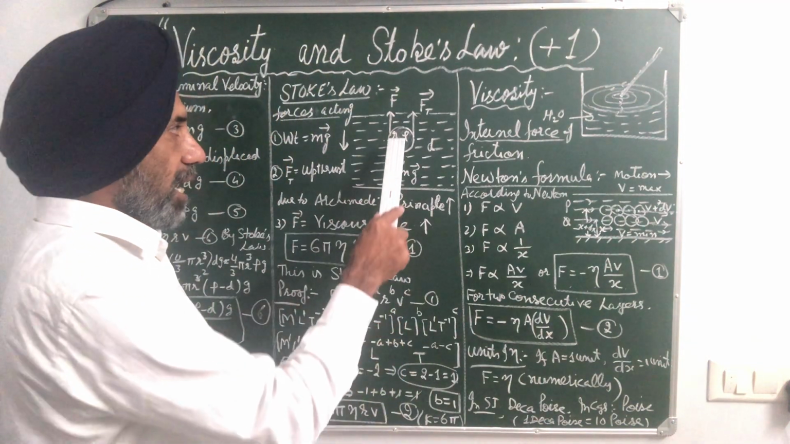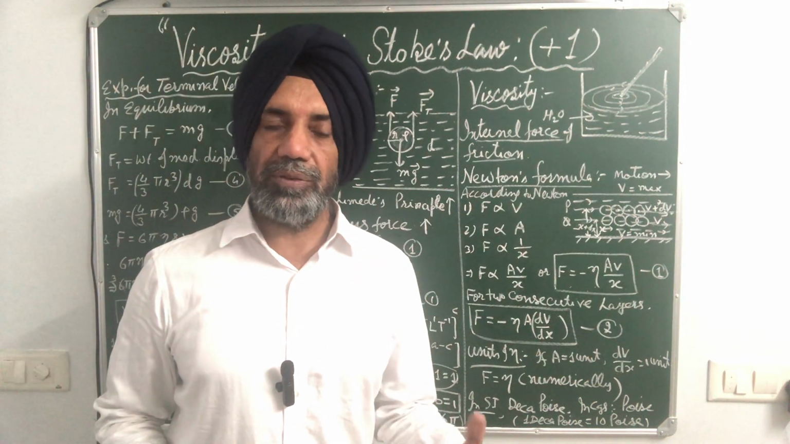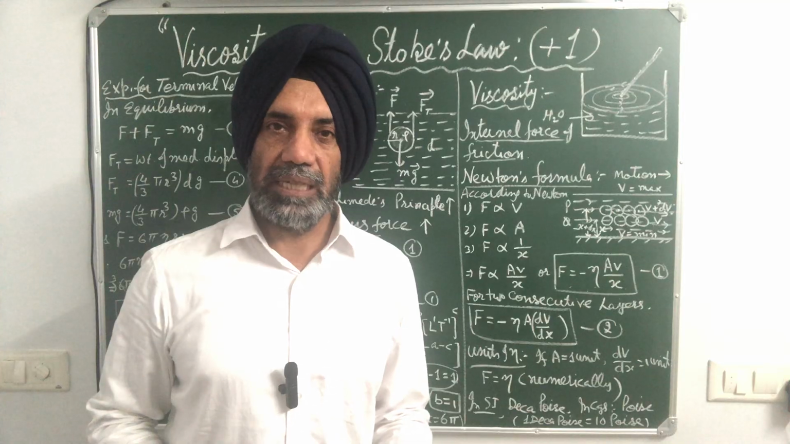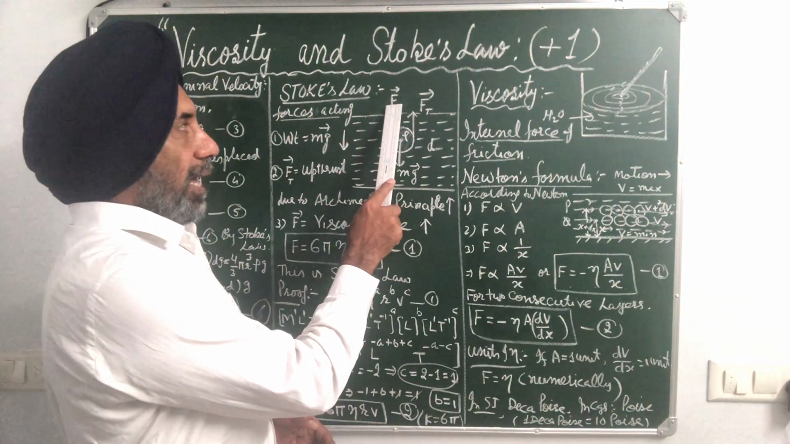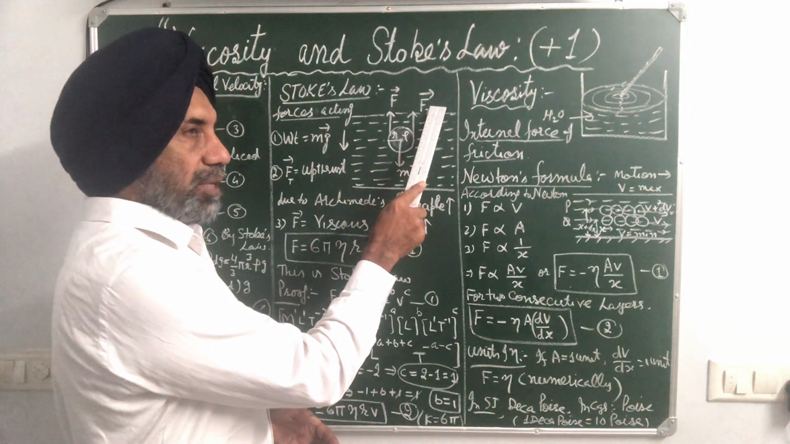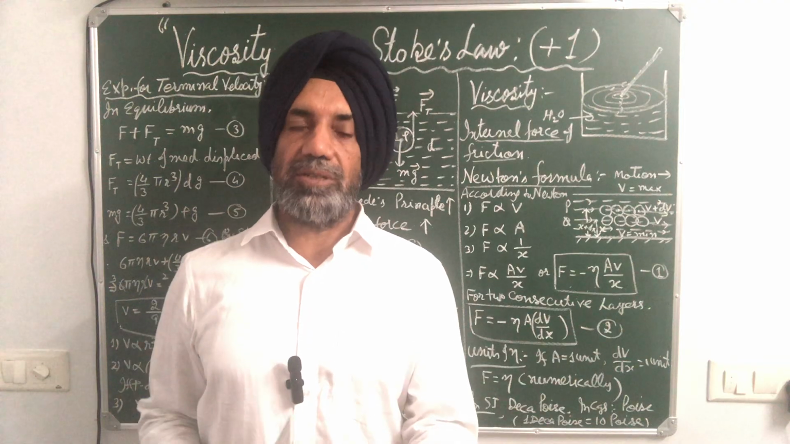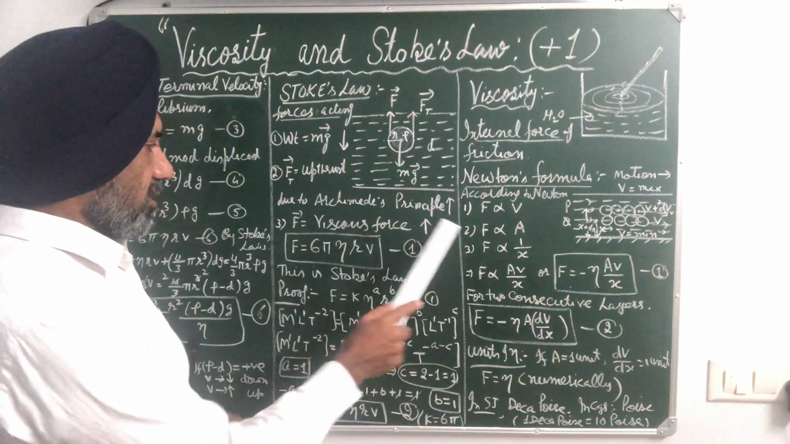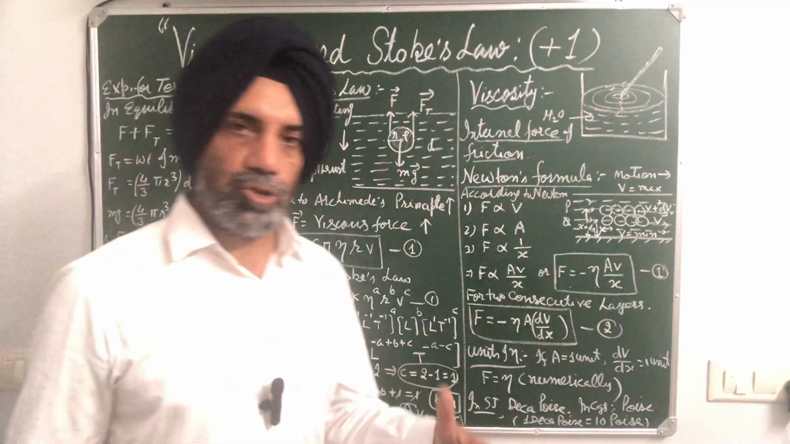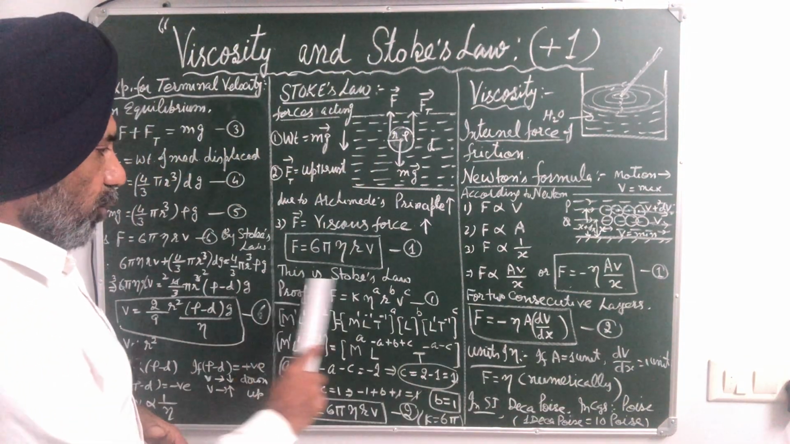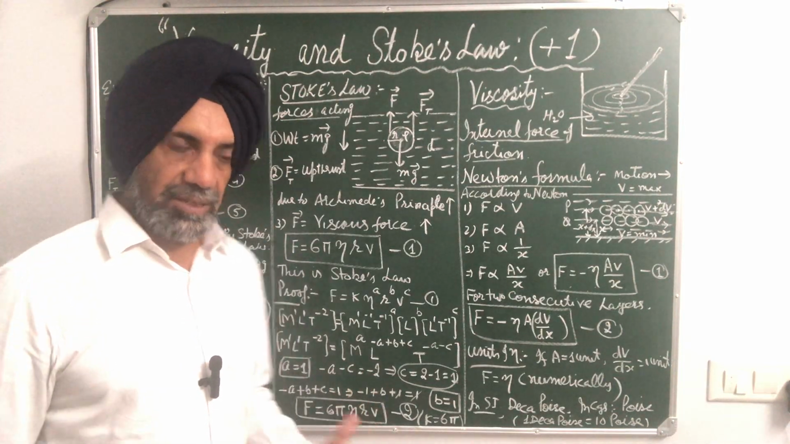And then body starts falling down with a constant velocity due to property of inertia of motion. And that constant velocity, when viscous force and upthrust due to Archimedes principle balance the weight of the body, is known as terminal velocity. And that is given by F is equal to 6 pi eta r v in accordance with Stokes' law. Now to prove this Stokes' law, we can use method of dimensional analysis.